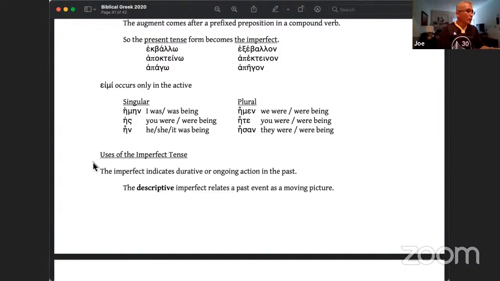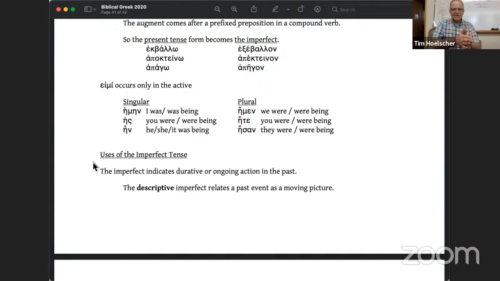Well, in the present indicative, it's εἰμί, right? So ἦσαν kind of goes that way. You can see it's lengthening those. Right, the augment is lengthening the beginning vowel.